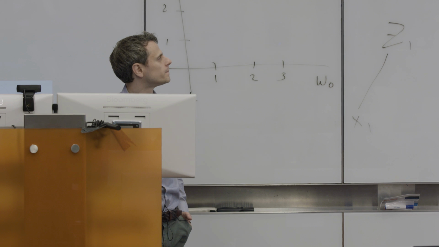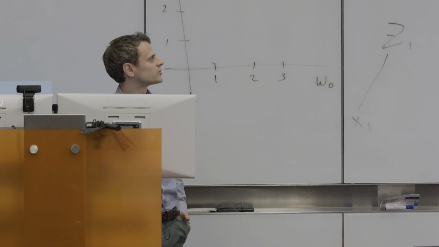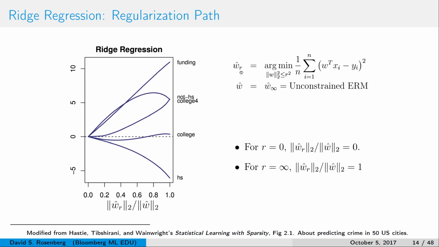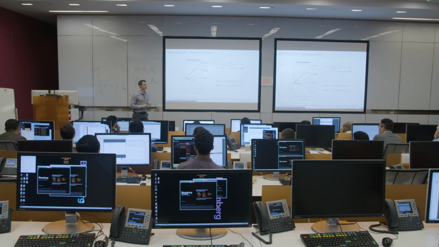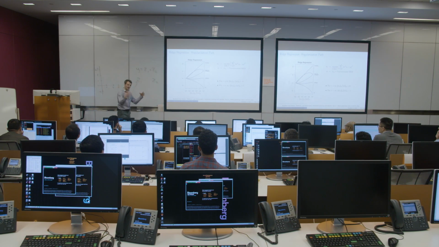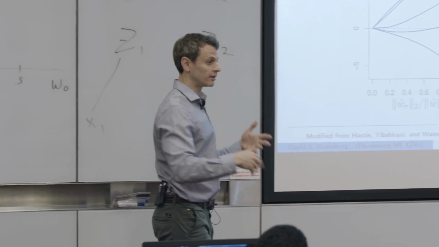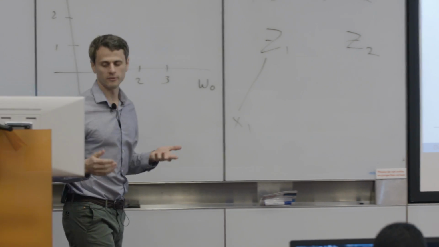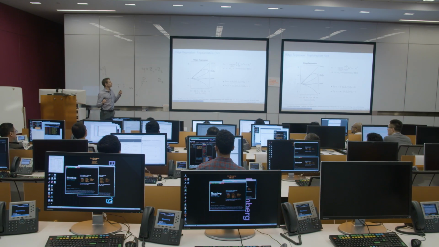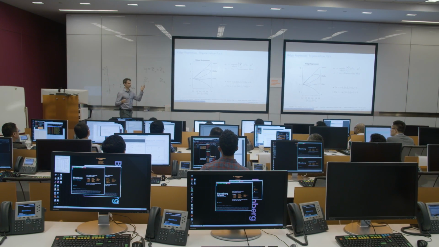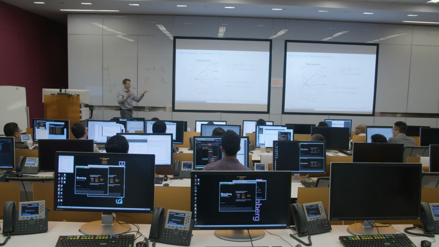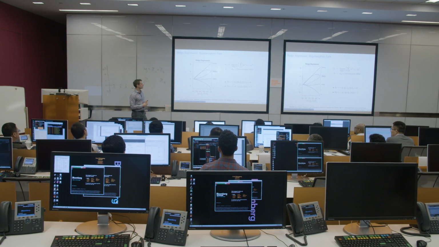Now, what happens to the norm of W hat R? Let's work through a few examples. W hat R, when R is very small, would you say you're regularizing a lot or a little? A lot. When R is small, you're having a very heavy constraint on the hypothesis space, and so you're regularizing a lot. You're controlling the complexity a lot. And when R is very large, going towards infinity, you're regularizing very little. Correspondingly, when R is very small, what's the norm of W hat R like? Small. And similarly, when R is large, the norm can be large.